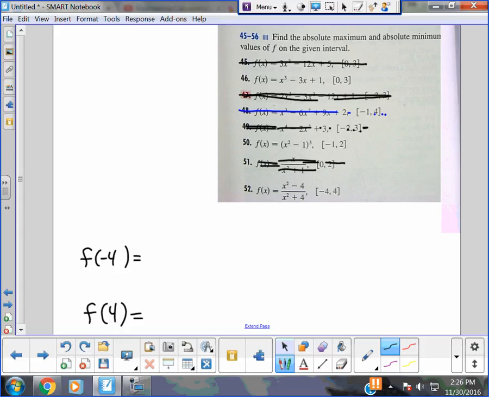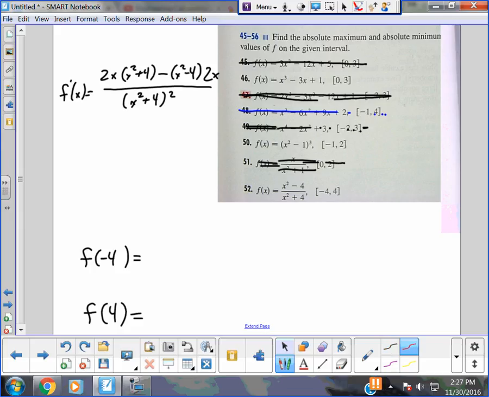All right. Quotient rule. Quotient rule. F prime of x equals derivative of the top, 2x, times the bottom, x squared plus 4, minus the top, x squared minus 4, times the derivative of the bottom, derivative of x squared plus 4 is 2x, all over x squared plus 4 quantity squared. Now this has to be simplified to solve. You just have to. So I'm going to write in red above it.